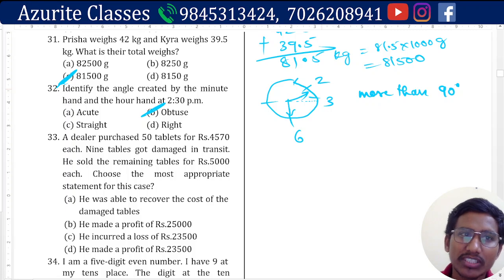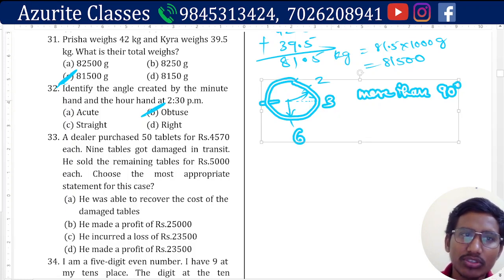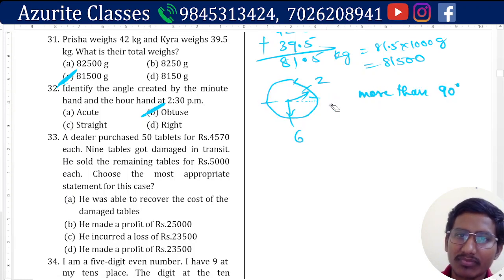3 will be at 90 degrees, which means it will be between 2 and 3. So it will be more than 90 degrees. More than 90 degrees means that is the obtuse angle. So option B is the answer for 32.